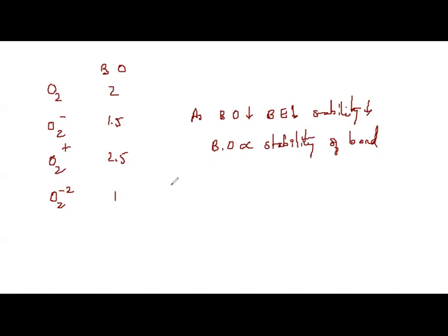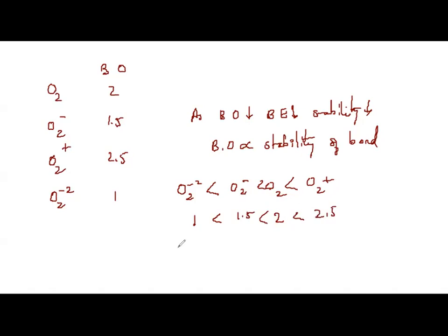So which is the least stable? O2 minus 2 is having least stability. Then comes O2 minus, then comes O2, and then comes O2 plus. Because here the bond order is 1, here the bond order is 1.5, here the bond order is 2, and here the bond order is 2.5. So which is most stable? O2 plus 2 is most stable.